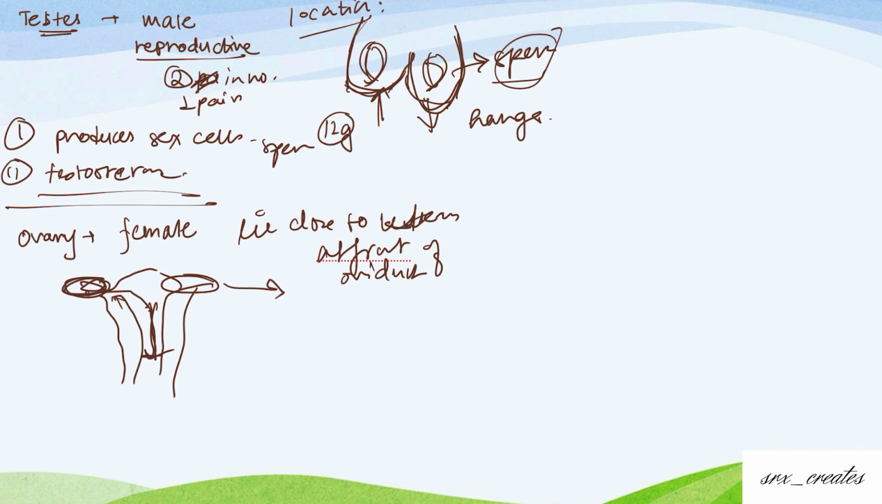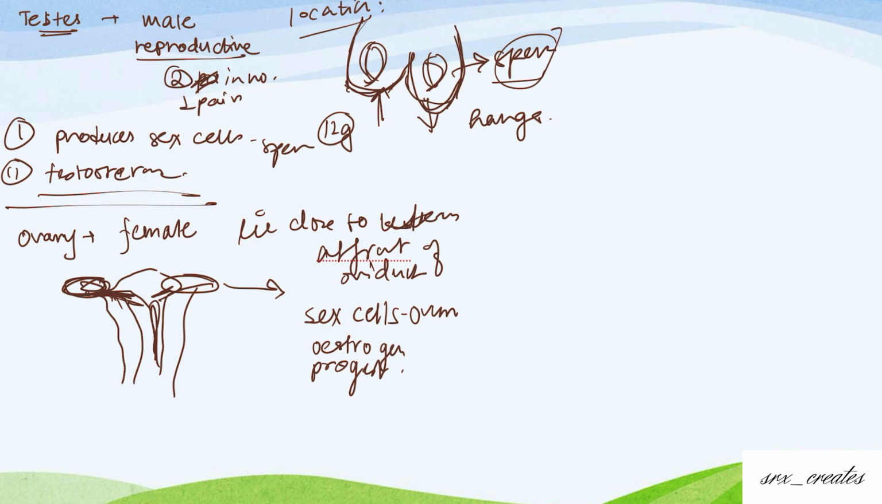If these are ovaries, there's some oviduct from where this will be secreted. This is the oviduct, and uterus in front. Complete. Done. Now it also produces sex cells, which is ovum, and female hormones, estrogen and progesterone. Clear? Done? Done.